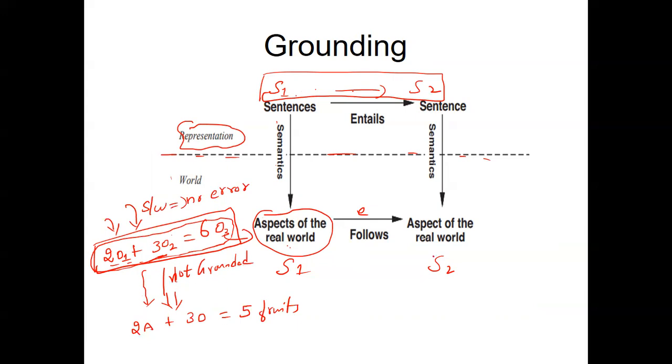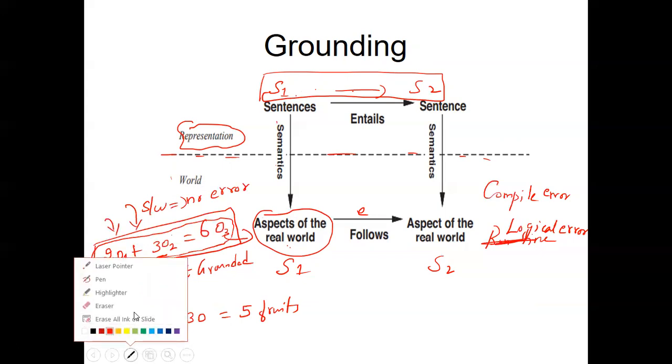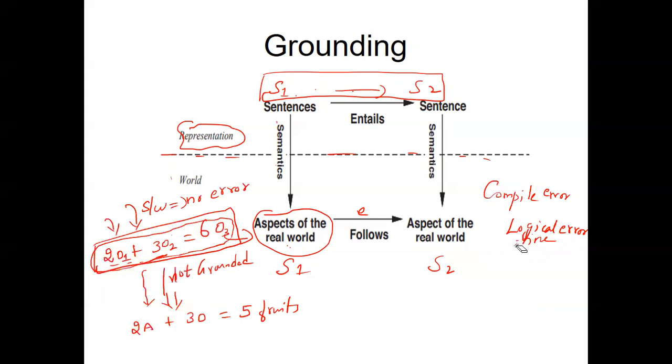Grounding is very much similar to programming languages. There are 2 types of error, right? One is compile time error, and the other one is not even runtime error, but logical error. See, what is compile time error? Compile time error happens because of something wrong you have made syntactically, right? So that is a top level mistake.